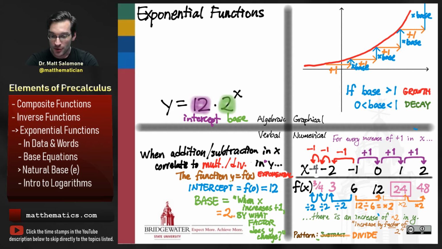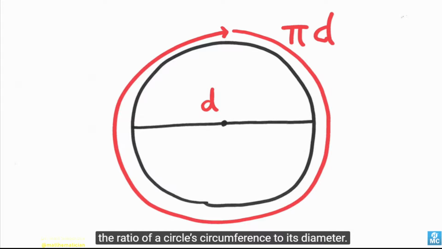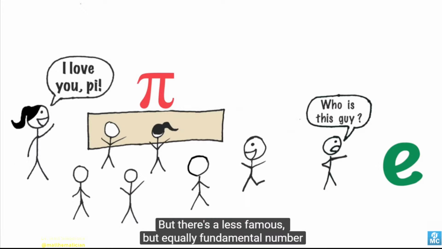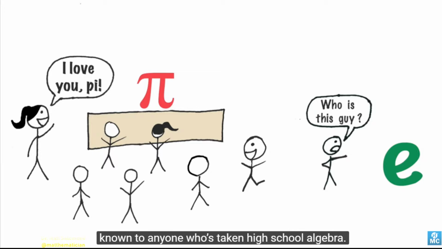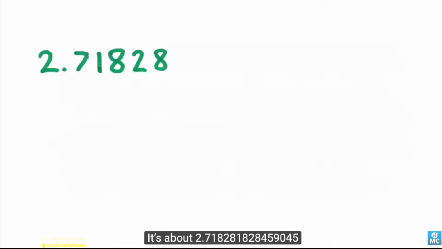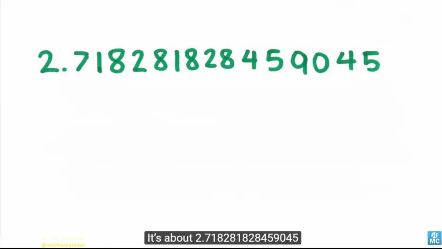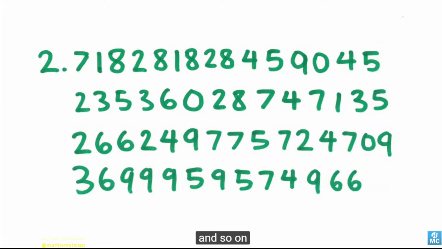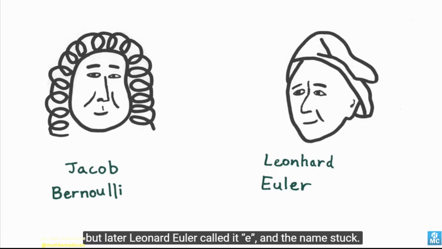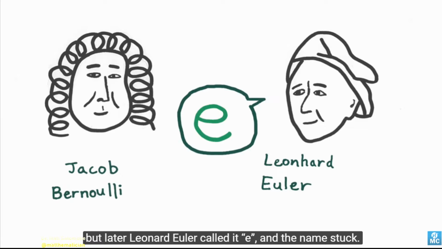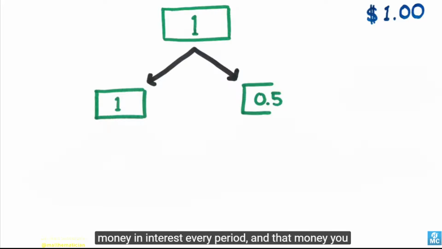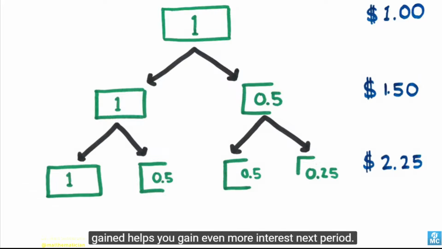We've made a video about pi, the ratio of a certain diameter. But there's a less famous but equally fundamental number known to anyone who's taken high school algebra. It's about 2.718281828459045 and so on. And it was first defined by Jacob Bernoulli, but later Leonhard Euler called it E, and the name stuck. Bernoulli first defined E through compound interest. Now, compound interest says that you get a little bit of money in interest every period, and that money you gained helps you gain even more interest next period. In other words, your interest compounds.